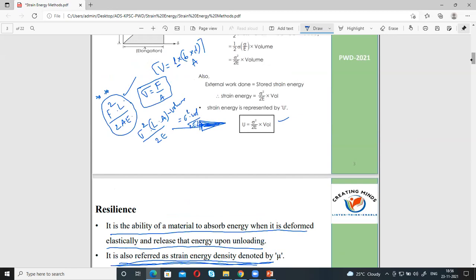See, in this equation, U equals resilience into volume. So they can give this as an option in an MCQ. The strain energy equals resilience density into volume, not just resilience. It is a product of resilience density into volume.